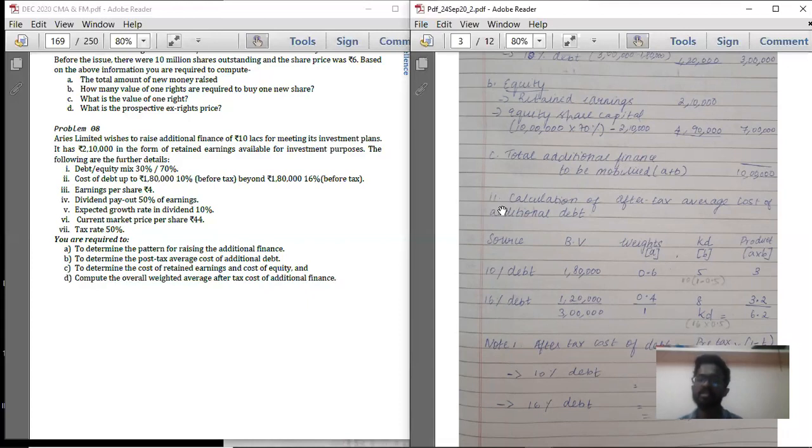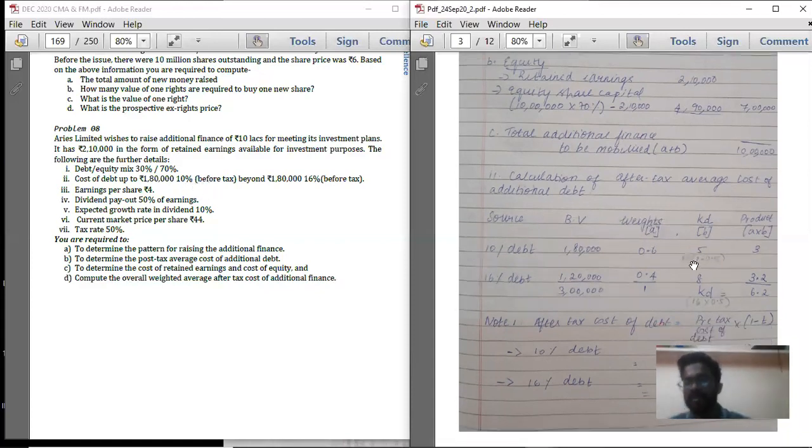So next, what is the after tax cost of debt? See, here they have given the before tax cost of debt, that is 10% and 16%. Here the tax rate is 50%. So 10% into 1 minus tax rate, that is 1 minus 0.5, is 0.5. So 10 into 0.5, you are getting 5. Within bracket, for 10% debt, record 10 into open a bracket 1 minus 0.5. How much is the tax rate? 0.5. So 10 into 1 minus 0.5, you are getting 5. And for 16% debt, record 16 into 1 minus 0.5, and you are getting 8.